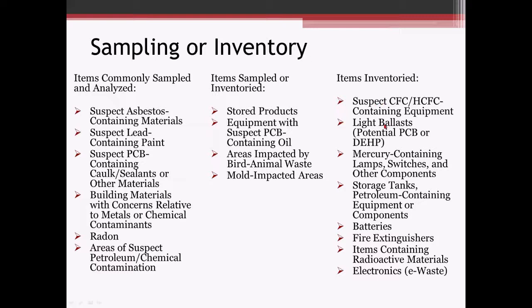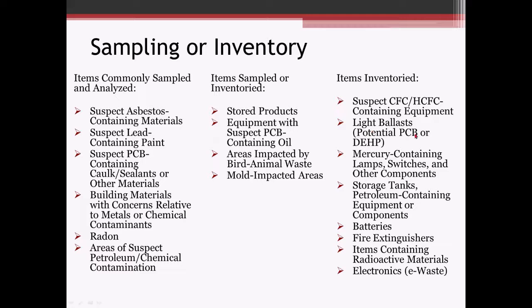And then on this category over here, these are the items that often are inventoried. These items are a lot of times labeled, or you pretty much know what the contaminant of concern is. You don't really need to go ahead and sample it. You can just identify it and know that you have to manage it properly. So, suspect CFC or HCFC-containing equipment, anything with refrigerants, air conditioning units, refrigerators, things like that. You can check the labels to see if it's a CFC or HCFC, but a lot of times, if you're disposing of something like that, there's specified criteria to take it to a recovery facility or have someone personally recover that product before it's disposed.